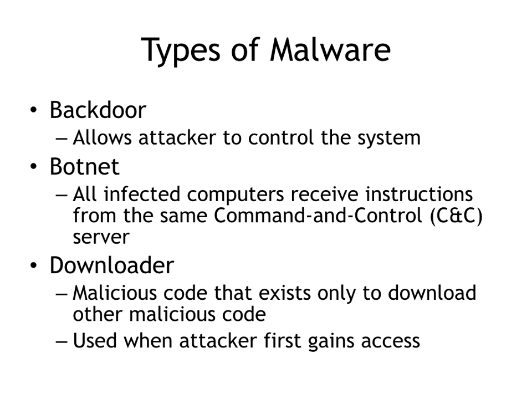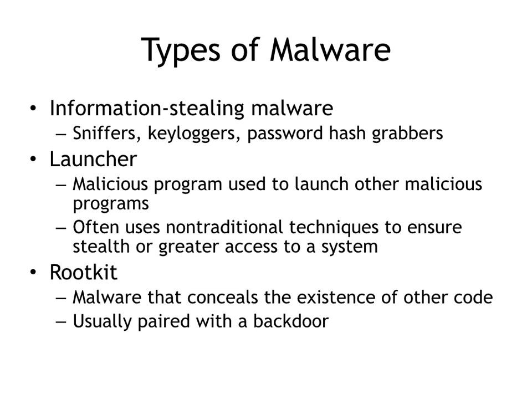So backdoors let the attacker control the system. Botnets add your system to an army, all controlled from one command and control server. Downloaders are pieces of malware that download another piece. Almost all malware comes in many stages. First there's a little bit, then it downloads some more, then it downloads some more, several stages of infection. Then there's things that steal information, keyloggers and other things, stealing password hashes. There's launchers that just launch other programs, and there's rootkits.